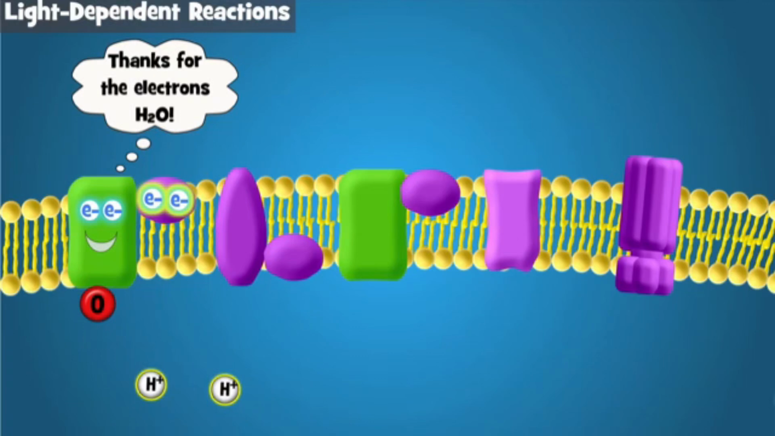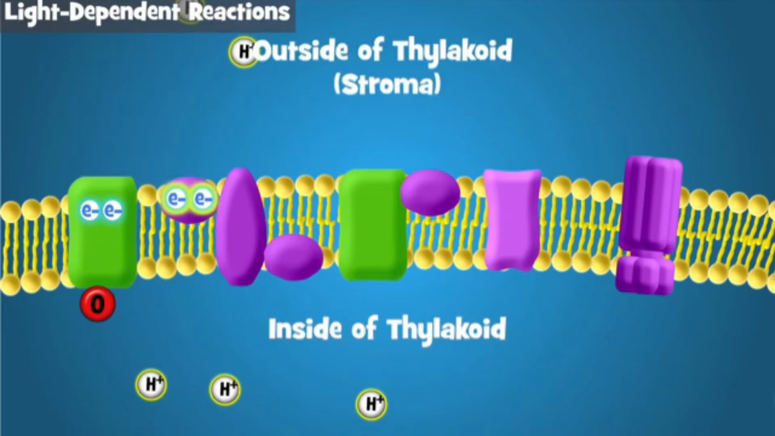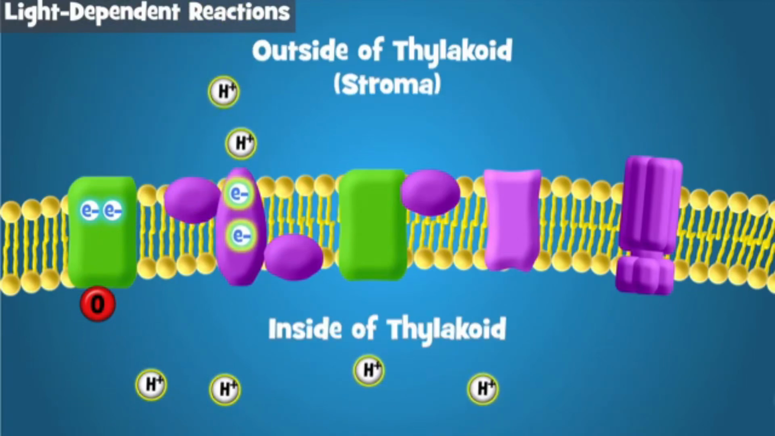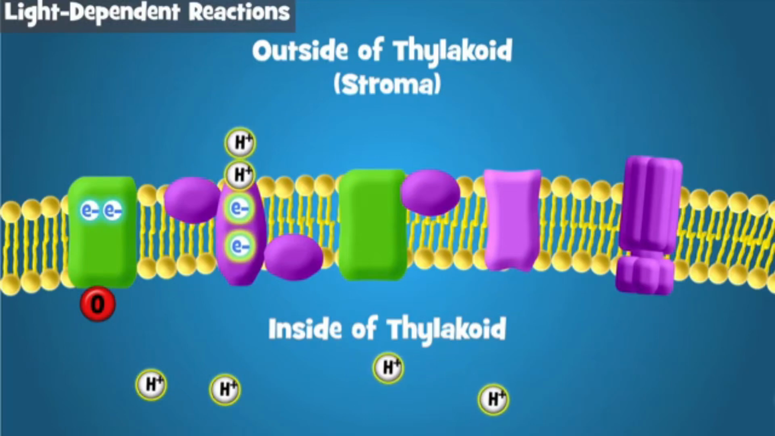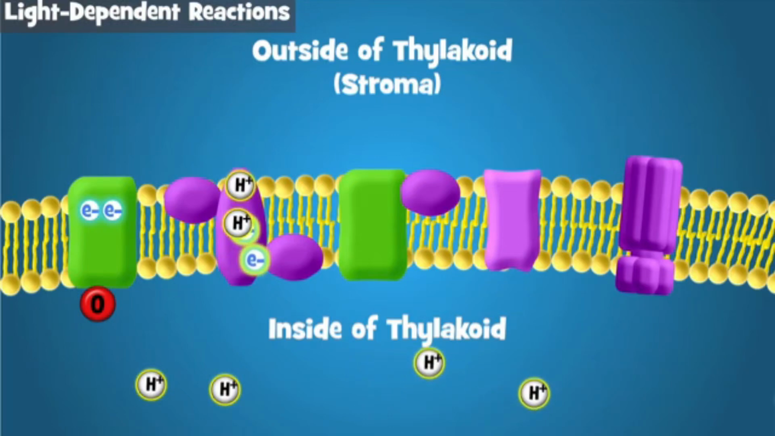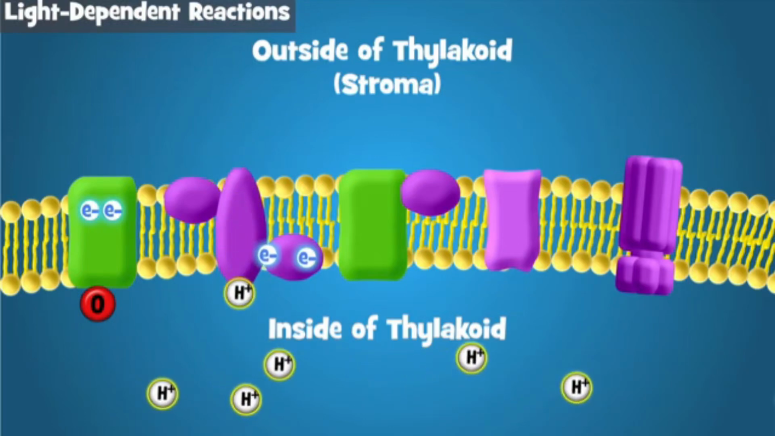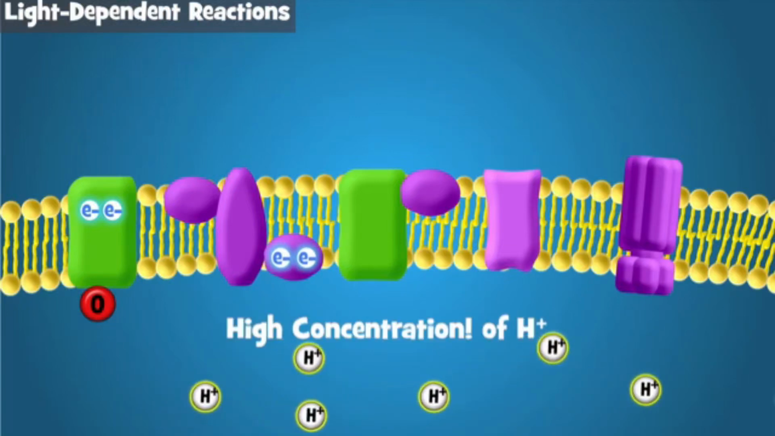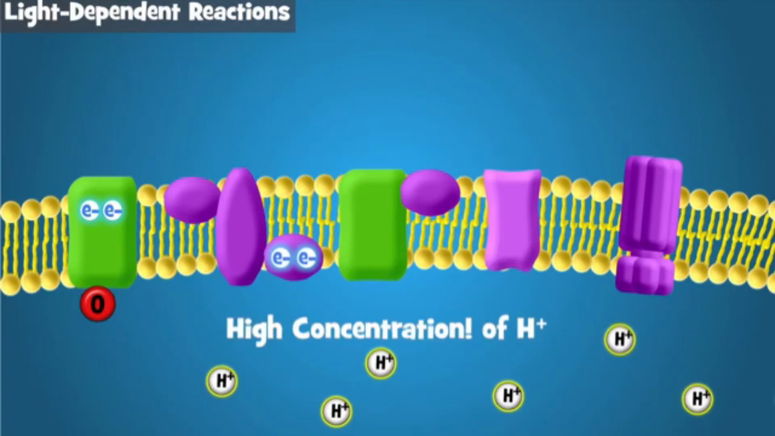As it does, the energy in the electrons is used to pump hydrogen ions or protons across the thylakoid membrane into the thylakoid. This creates a high concentration of hydrogen ions inside the thylakoid. These ions would be trapped inside the thylakoid, but a special enzyme called ATP synthase allows them to passively diffuse from high to low concentration.